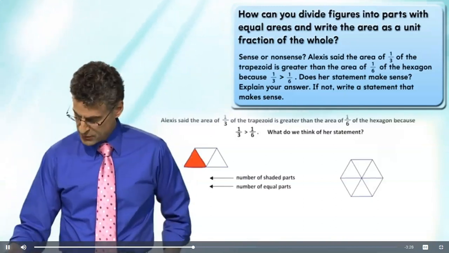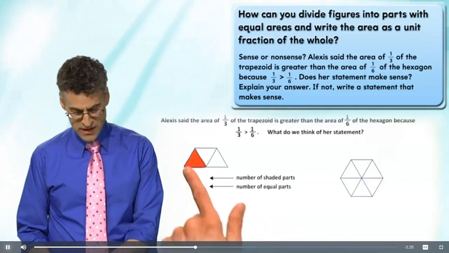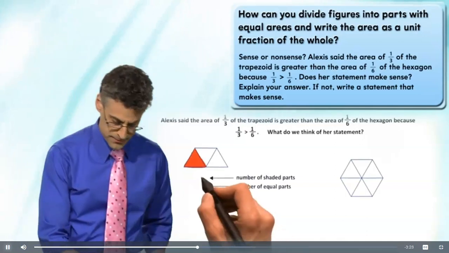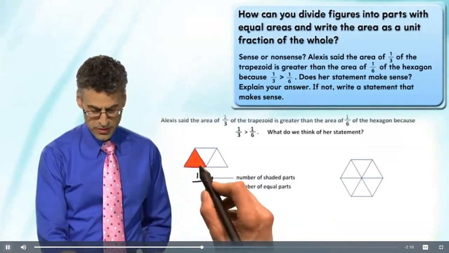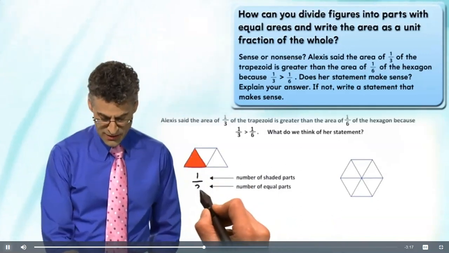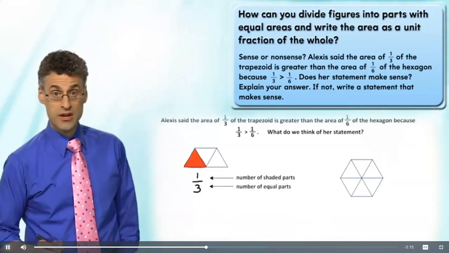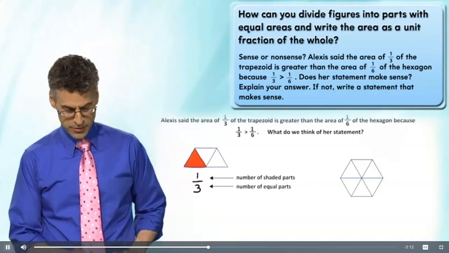Now, what do I see? Well, what I see is the number of shaded parts here is just 1. And I divide that by the total number of equal parts, which is 1, 2, 3. And that's how I know I've shaded 1/3. I've shaded 1/3 because I have 1 of 3 equal parts.